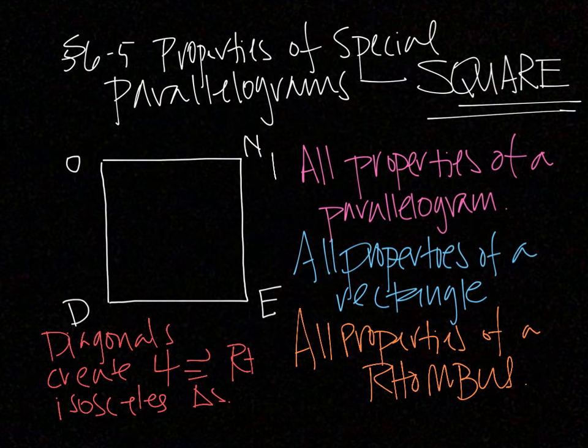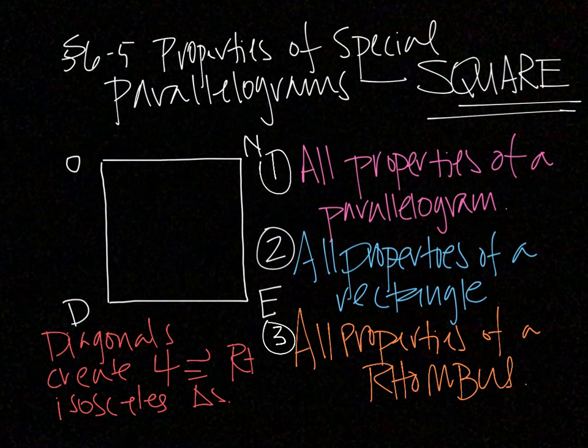So we end up with 1, all properties of a parallelogram. Opposite sides are congruent. Opposite angles are congruent. Opposite sides are parallel. Diagonals are bisecting each other. Then we get all the properties of a rectangle. So we get right angles and we get that the diagonals are congruent.